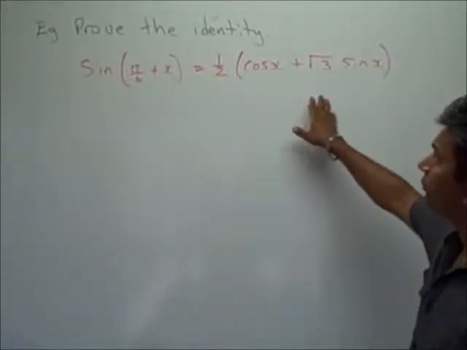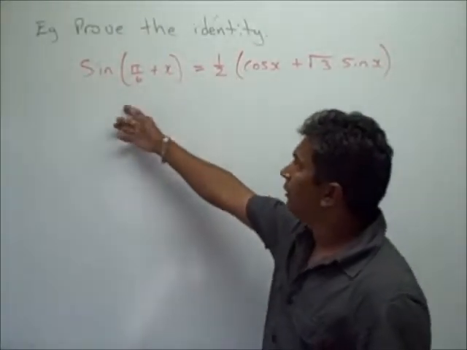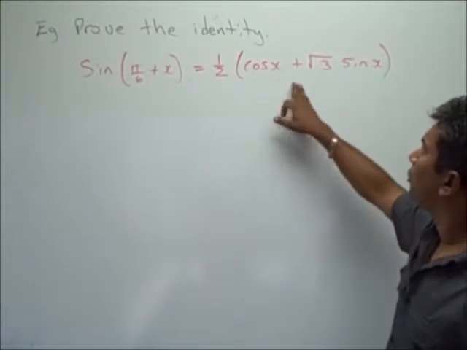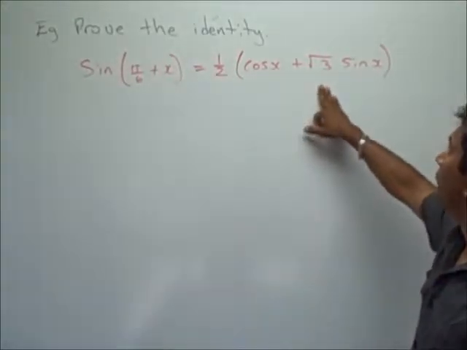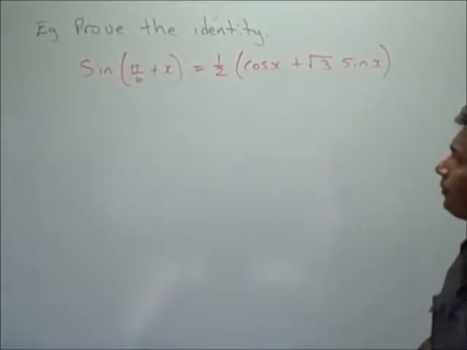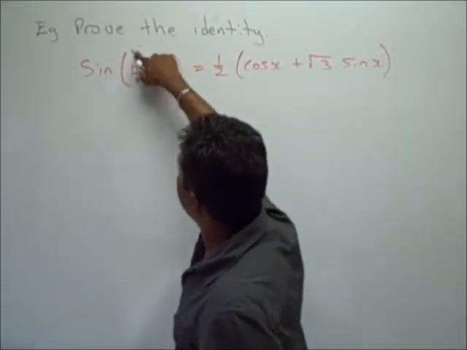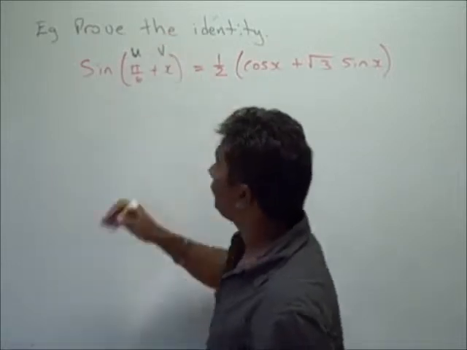Here we're being asked to prove the identity that the sine of pi over 6 plus x is equal to 1/2 times cosine of x plus the square root of 3 times sine of x. We can use our sum and difference formula again. This is our u and this is our v.